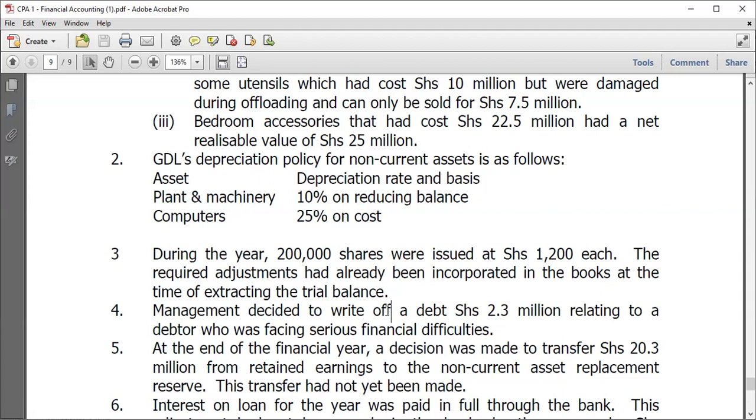In this case, since this person is facing financial difficulties, we are basically writing off the amount. So every time you see the word write-off, you go directly to the trade receivables account and credit. Remember, trade receivables are current assets, assets that have a normal debit balance. So we credit them to reduce with a 2.3.